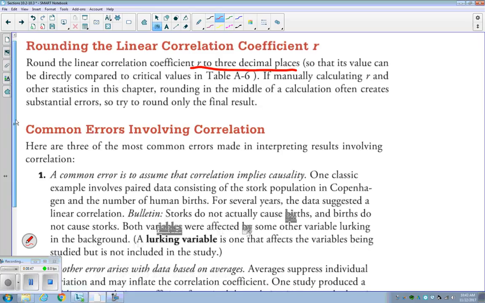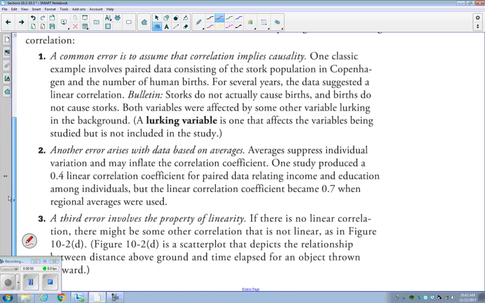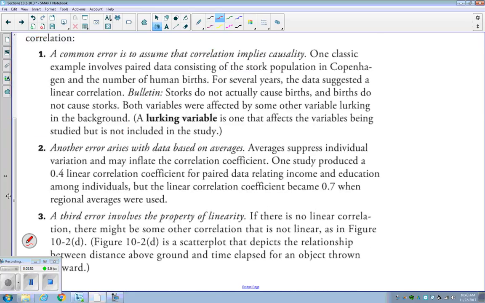Here's some common errors. The one that I said, homework scores and test scores, probably are a cause. But because of that, sometimes we assume that correlation implies causality. It doesn't have to. You could just be comparing 2 things, and there is a strong relationship, but one does not cause the other. So that's a common misconception.